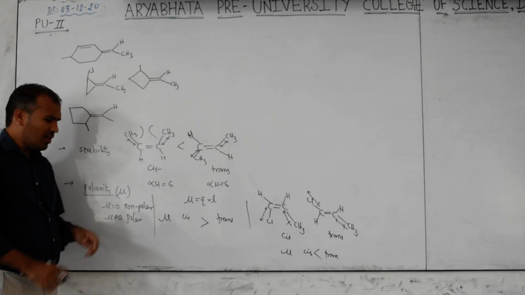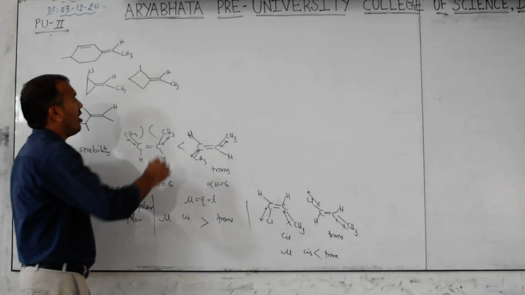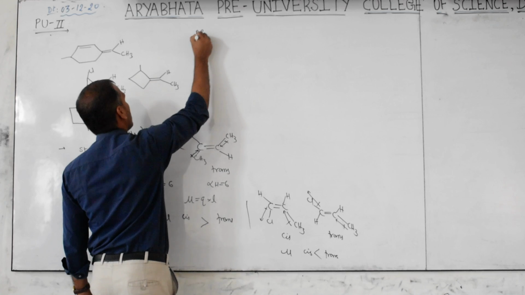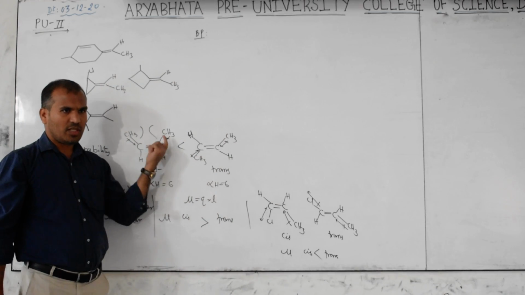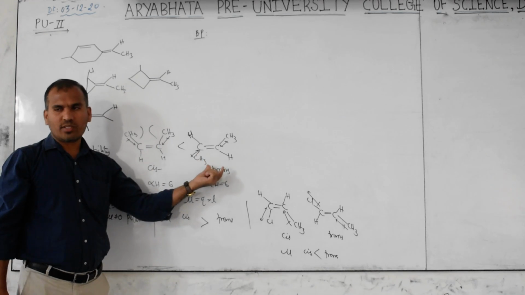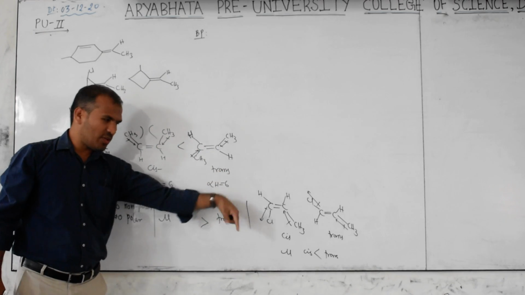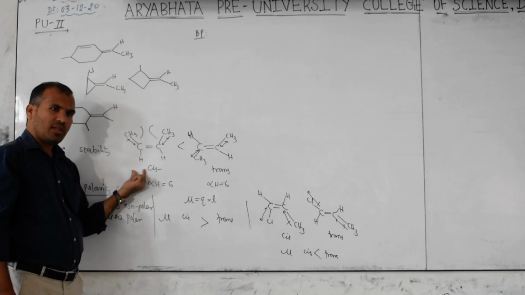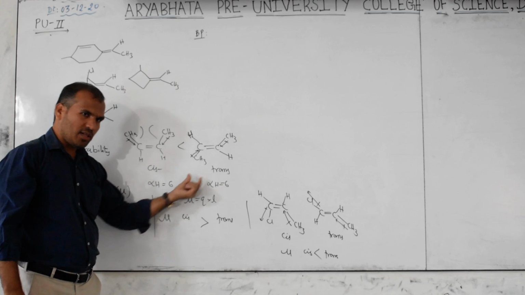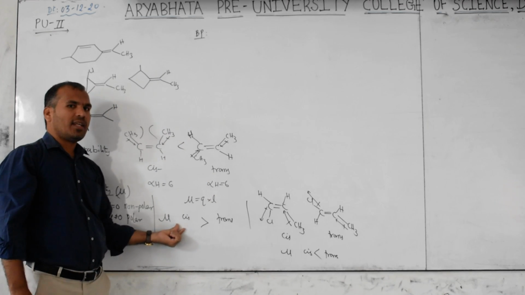Now, the next term is boiling point. I am discussing with respect to cis 2-butene and trans 2-butene only, just one more example. With respect to stability, cis is less stable, trans is more stable. Dipole moment here, cis is greater than trans.